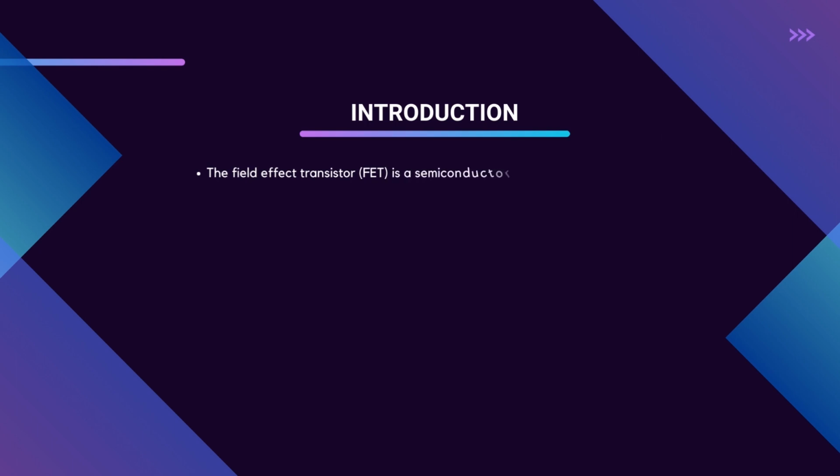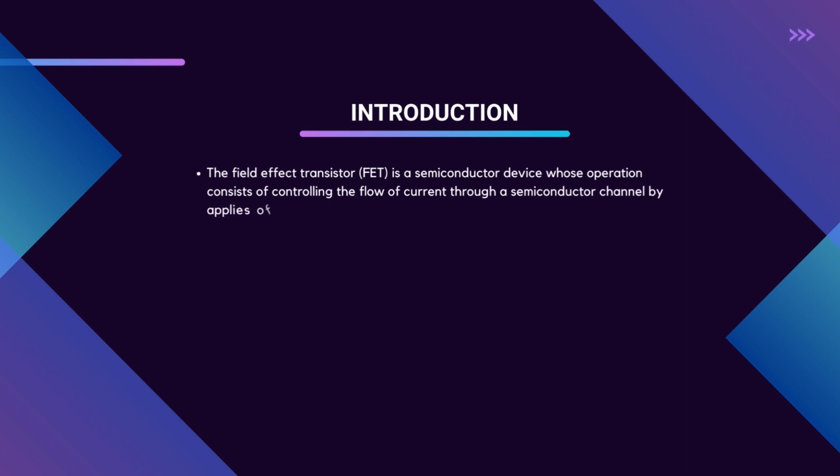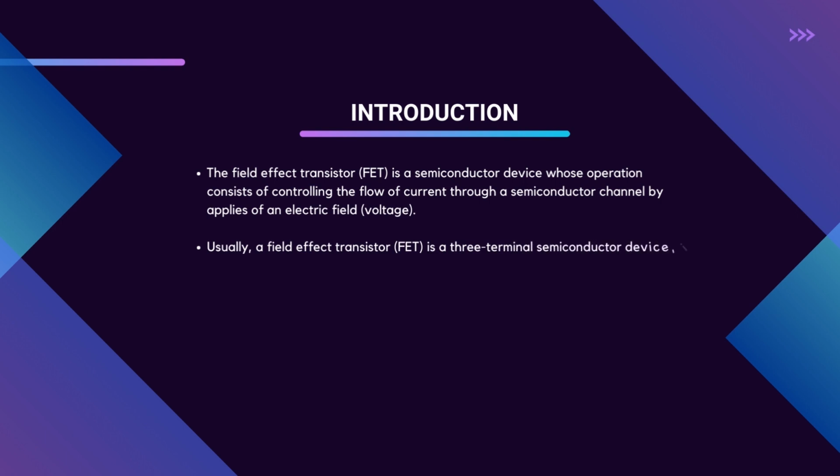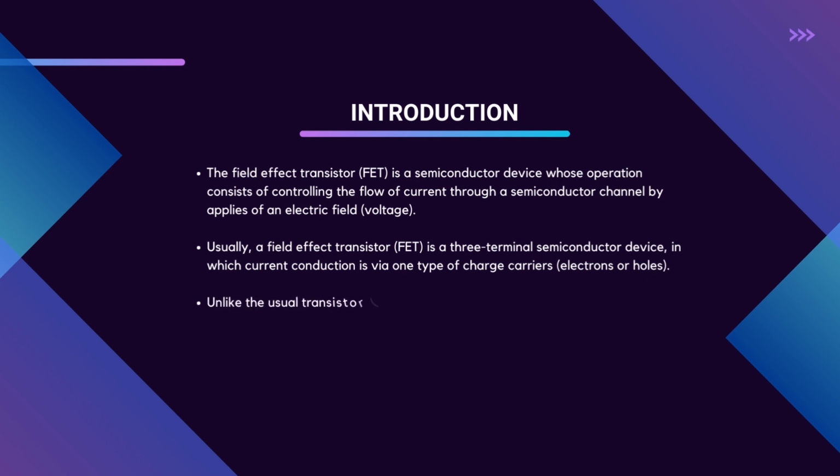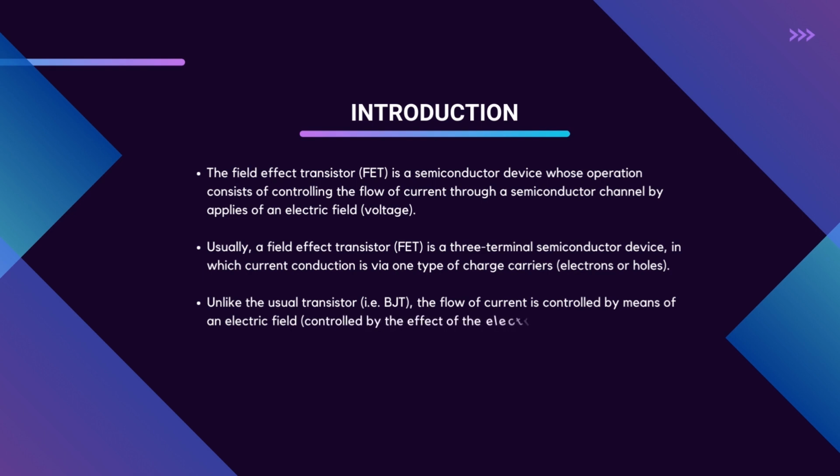The field effect transistor is a semiconductor device whose operation consists of controlling the flow of current through a semiconductor channel by applying an electric field, that is an electric potential which is calculated in voltage V. Usually, a field effect transistor is a three-terminal semiconductor device in which current conducts via one type of charge carrier, either holes or electrons. The current is conducted by only majority carriers.